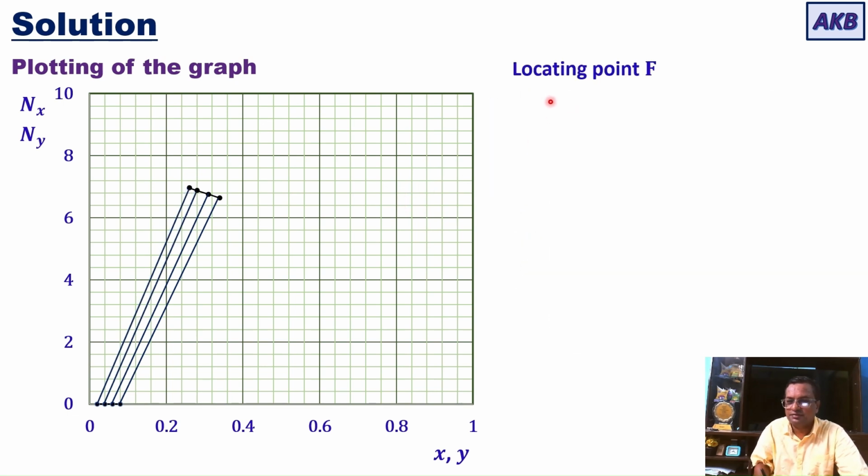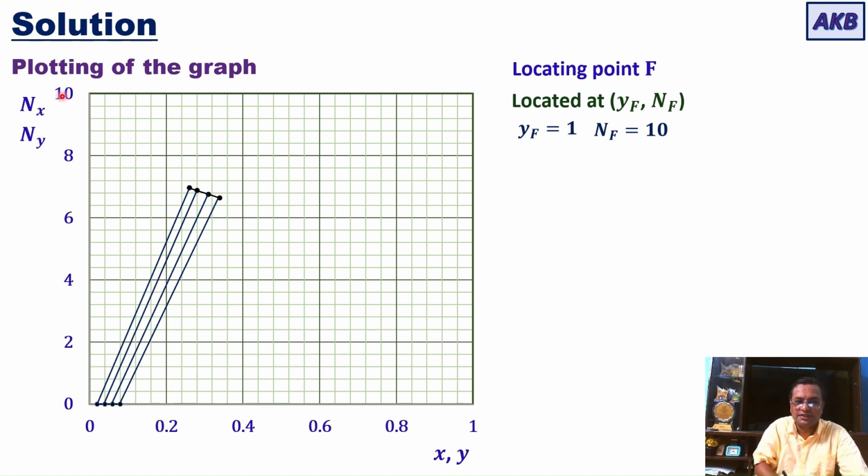First, we will locate point F. Where is this point located? This point is located at YF, NF. And YF, we know, is 1, and NF is 10. So on this graph, F will be located over here. For this point, YF is 1 and NF is 10. So point F will be located over here.